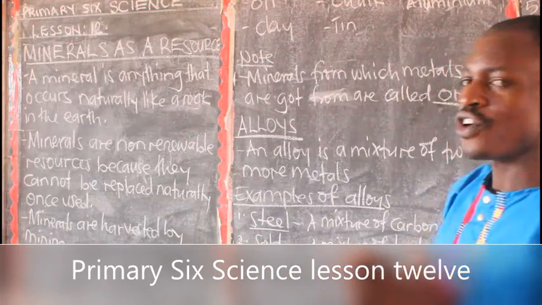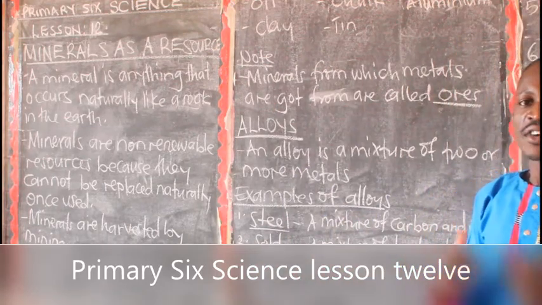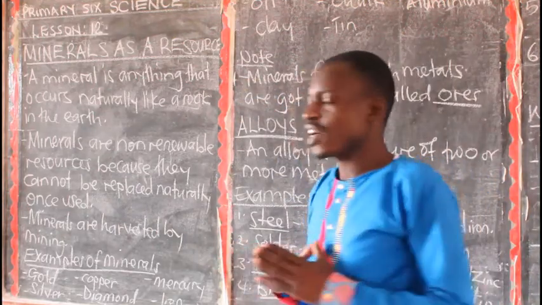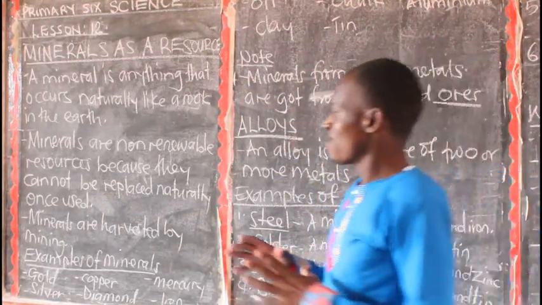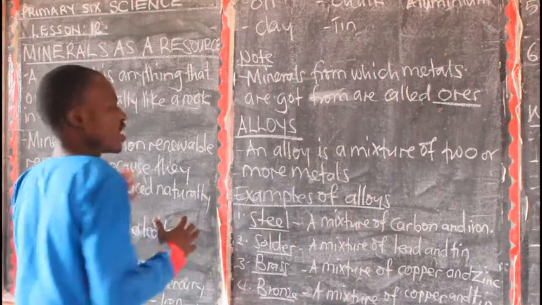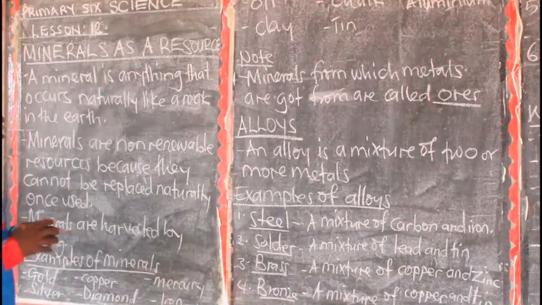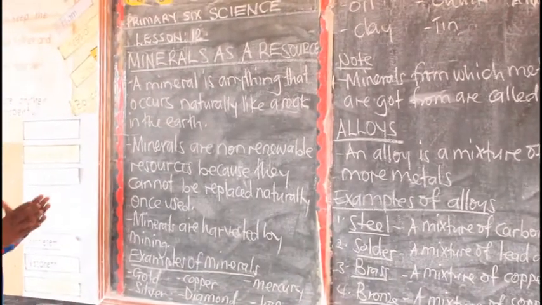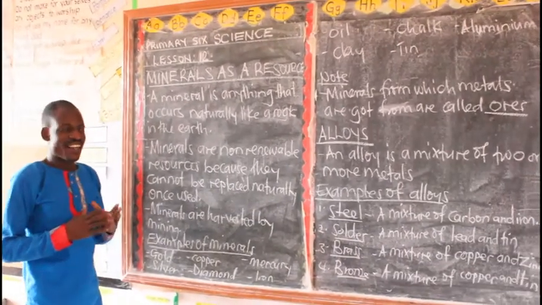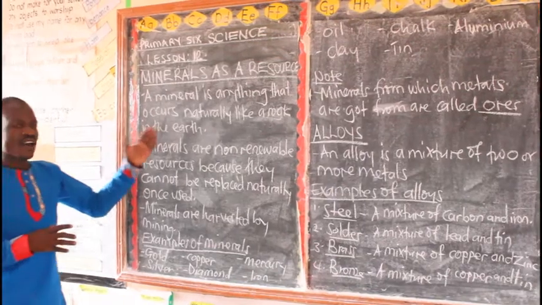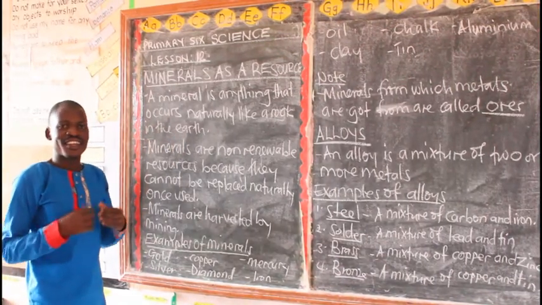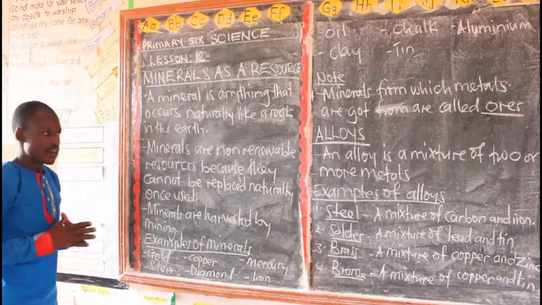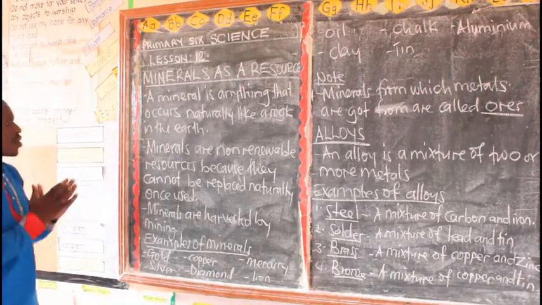Members, we are still moving on with our topic, resources in the environment. However, today we are looking at minerals as a resource. Minerals is one of the non-renewable resources in the environment. So we are saying that a mineral is anything that occurs naturally, like a rock in the earth, that we call a mineral.